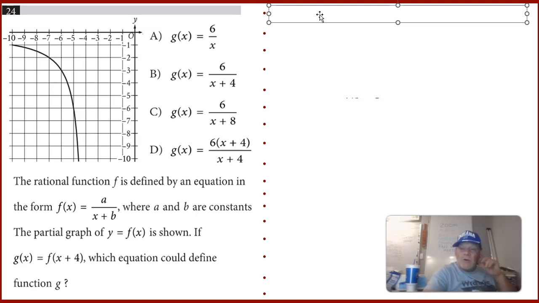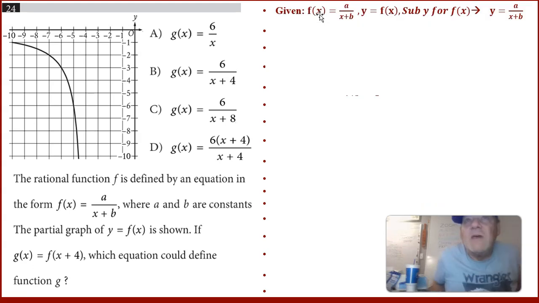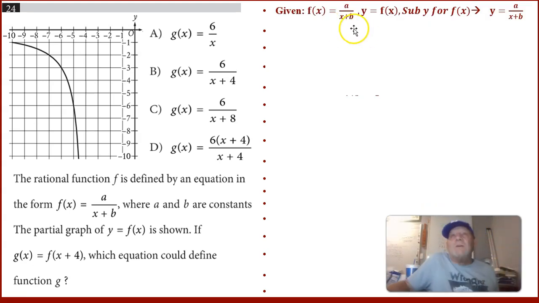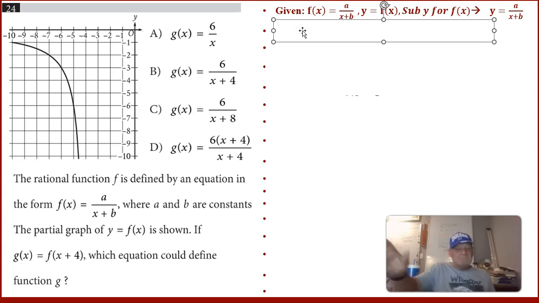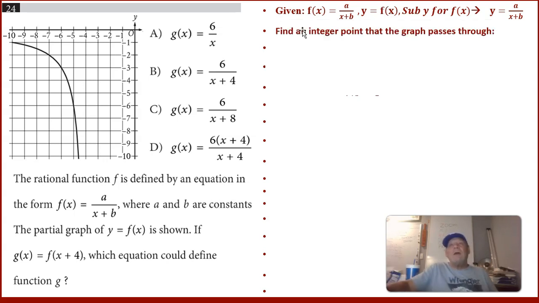We have to always start out a long problem like this thinking about what is given. So we're given that the function is defined by the rational f of x equals a over x plus b. And we know that y equals f of x is partially graphed there. And then I want to substitute y for f of x. So I can say that y equals a over x plus b.